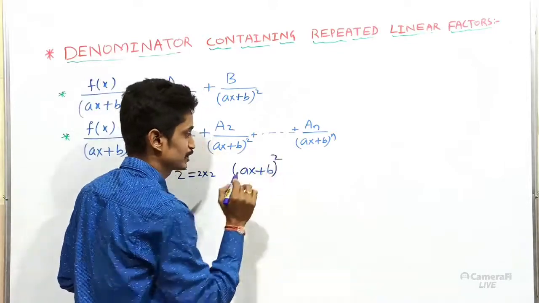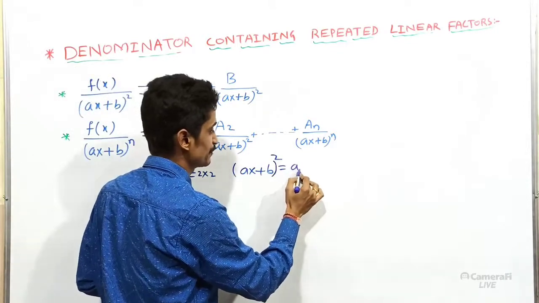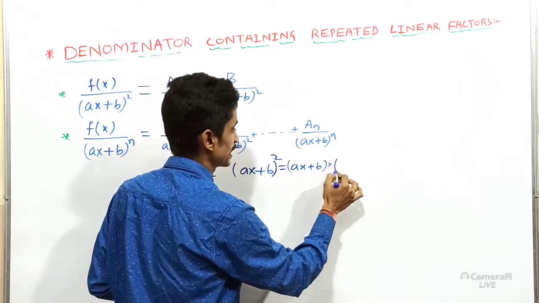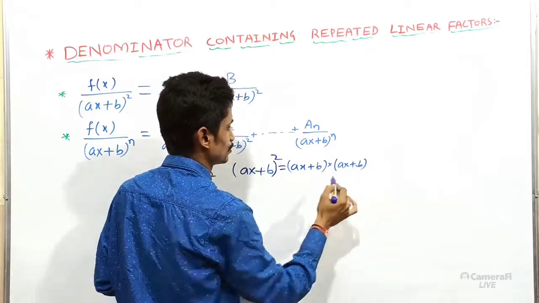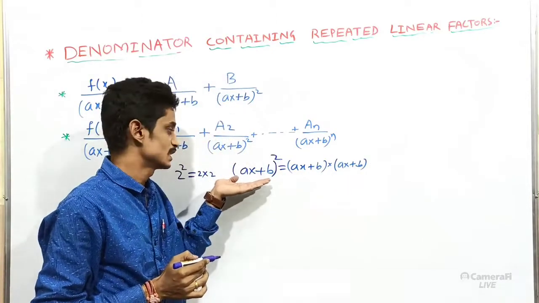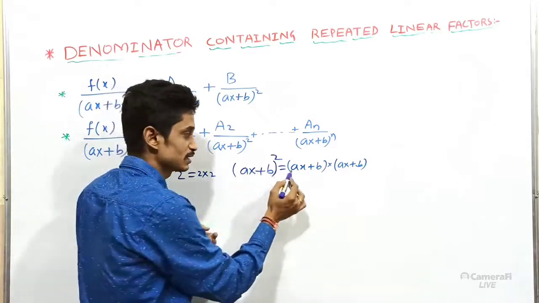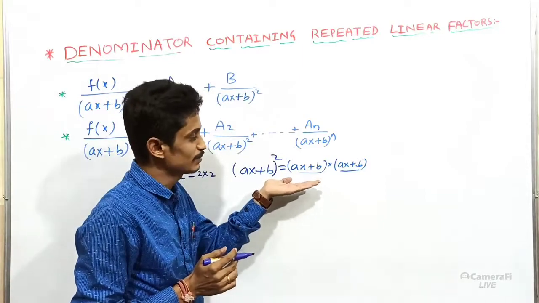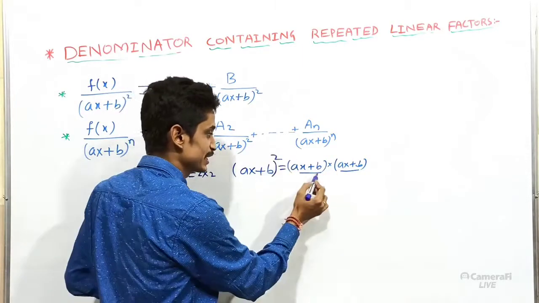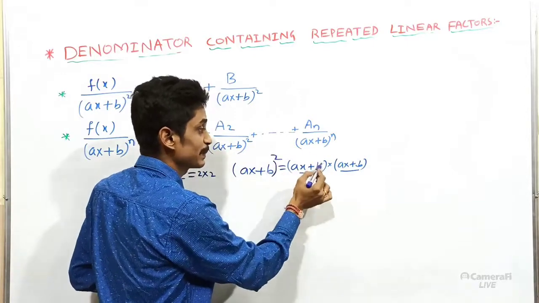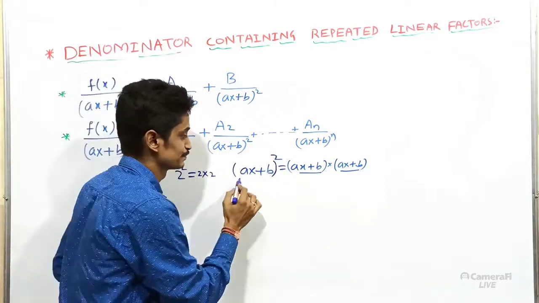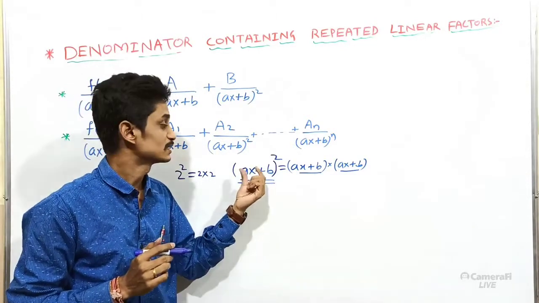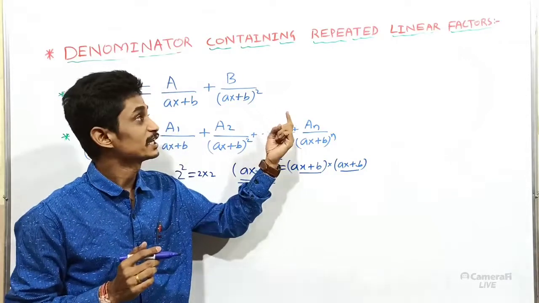When I write the power 2, it means we can express it as ax plus b into ax plus b. Everyone knows that ax plus b is a linear polynomial. The same linear polynomial I express in product form. The same linear factor we have. So it means ax plus b repeated 2 times. It means a linear factor repeated. This is considered to be a repeated linear factor.